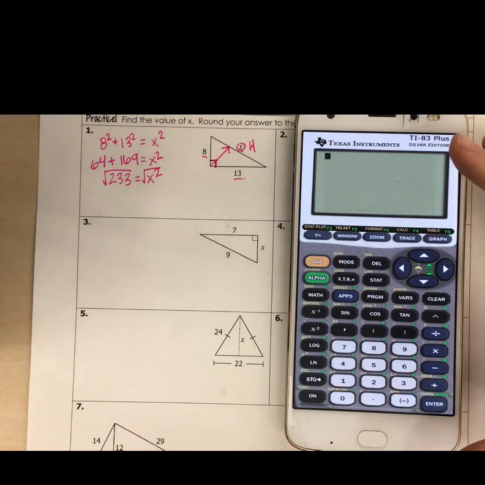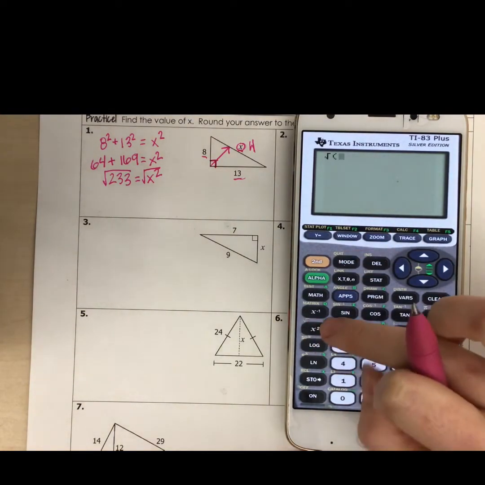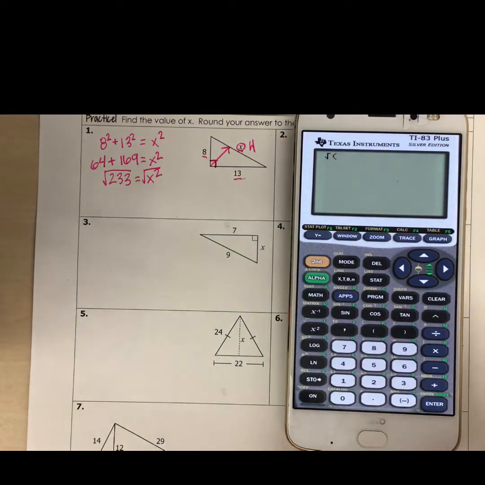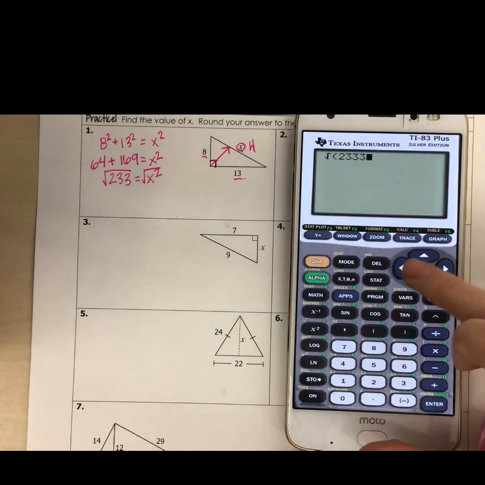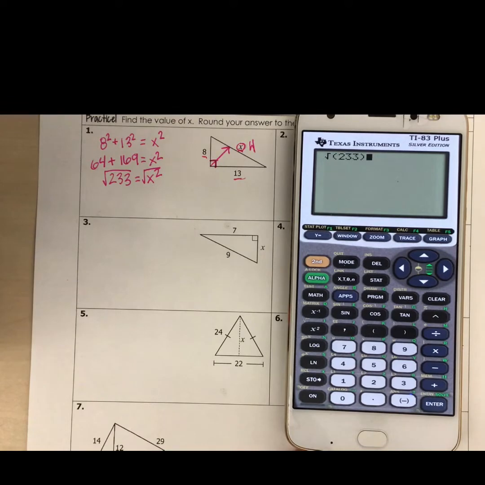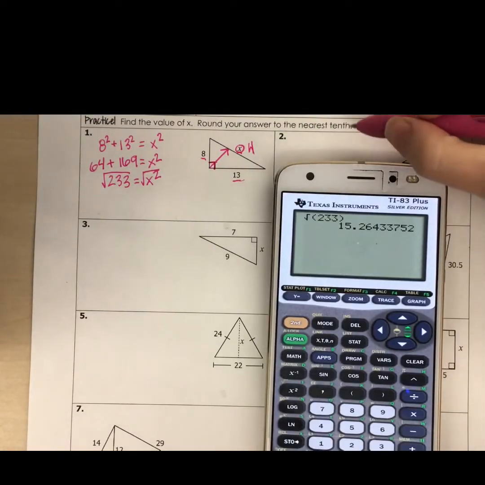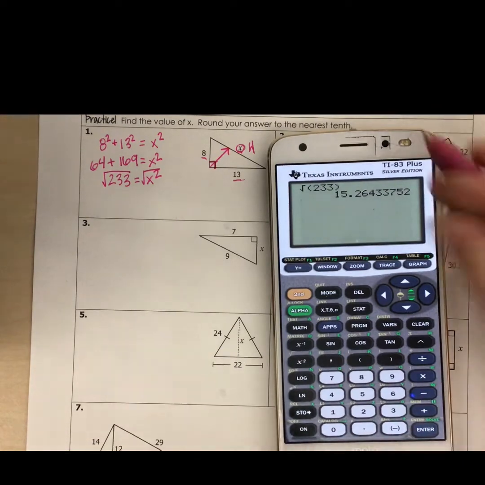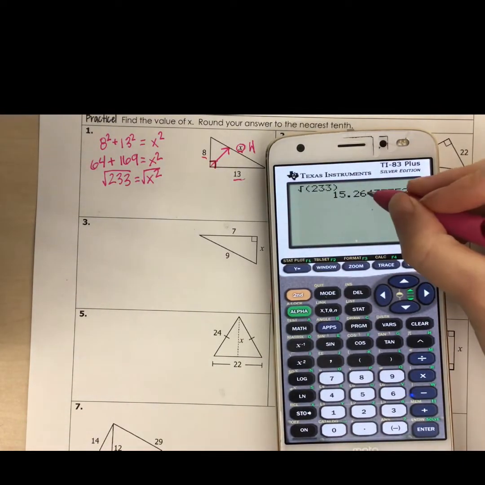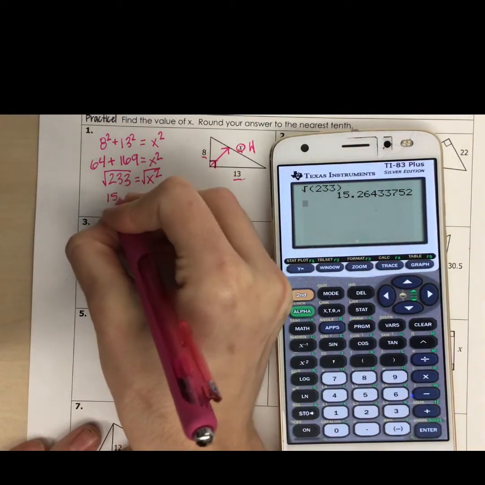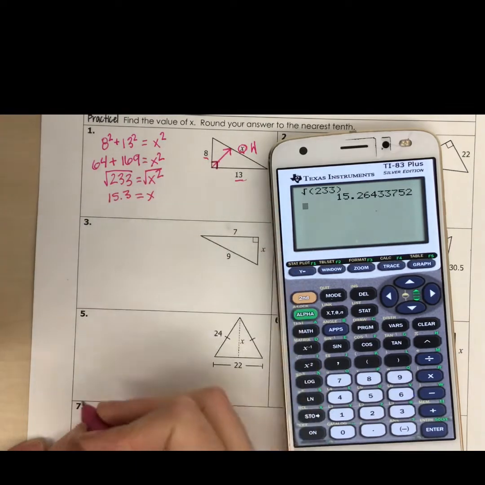Now, if you have a calculator like mine, you'll need to use the second function and then the square root where this x squared button is. You'll notice in the yellow right there, there's a little square root sign. And then 233, close off our parentheses, and we get the square root is 15.264, and so on, but we only want to round to the nearest tenth. So that means that we're going to round to the first decimal point, and this 6 is going to round up our 2. So we'll have a final answer of 15.3 for x.